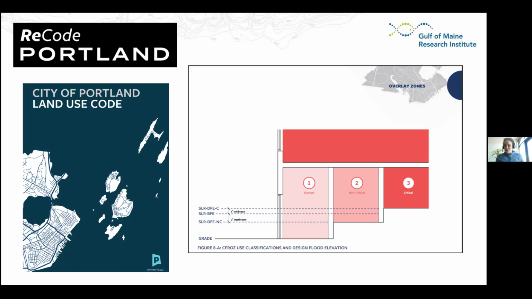And then they updated their zoning to say that, depending on the type of use you are, so maybe you're working waterfront or something non-critical like a hotel lobby versus something like housing or a school, you have to elevate the first floor of your structure a certain amount above these modeled water levels that use sea level rise scenarios.